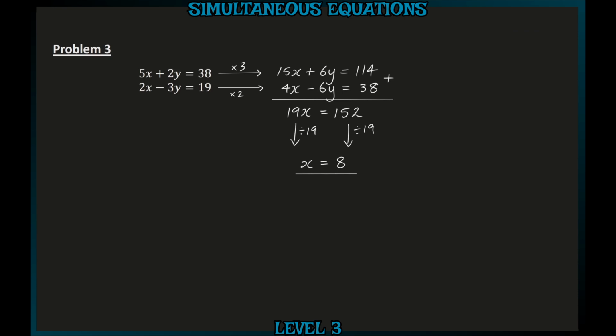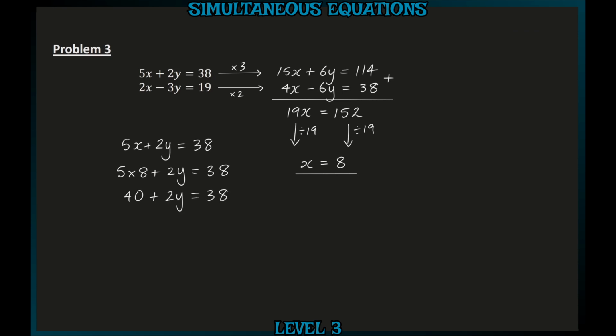To now find the value of y, we can take this value of x and substitute it into one of the original two equations. Now I'm going to use the first one since it has a plus in it and they tend to be slightly easier to use. So 5x plus 2y equals 38 becomes 5 times 8 plus 2y is equal to 38. And since 5 times 8 is 40, we have 40 plus 2y is equal to 38.